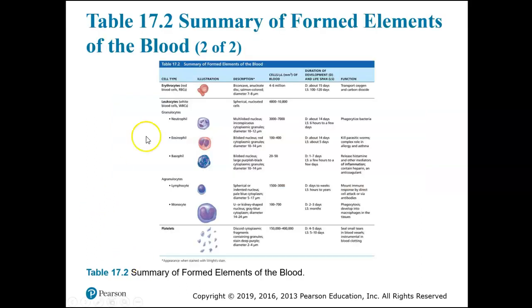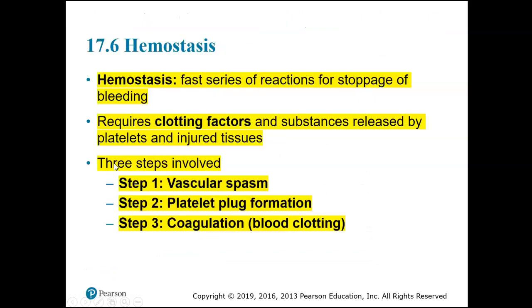This is a table that summarizes all of your formed elements. You have erythrocytes, you have your neutrophils, eosinophils, basophils, lymphocytes, monocytes, and platelets. Remember, the name for red blood cell is erythrocyte, and the name for platelets is thrombocyte. And remember your sentence: Never let monkeys eat bananas. So that goes with neutrophil, lymphocyte, monocyte, eosinophil, basophil. Never let monkeys eat bananas.